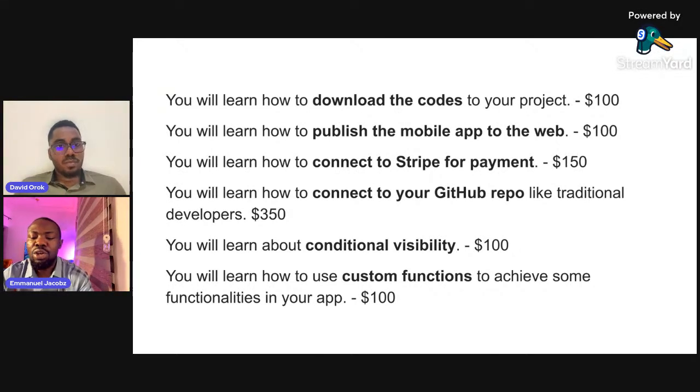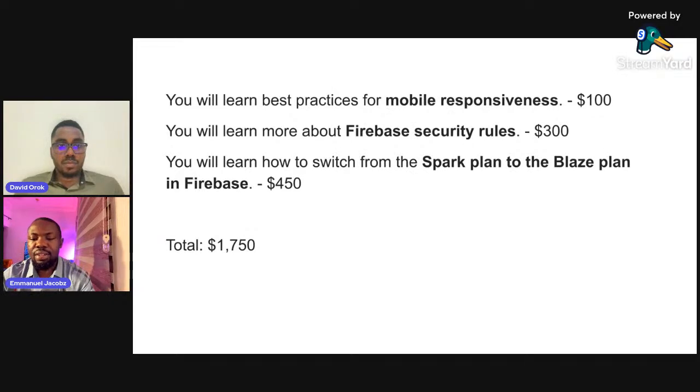You will learn about conditional visibility valued at $100. You will learn how to use custom functions to achieve some functionalities on your application. This is valued at $100. Next slide. So also you are gonna learn the best practices for mobile responsiveness. This is valued at $100. You will learn more about Firebase security valued at $300. You will learn how to switch from the Spark plan to Blaze plan in Firebase.